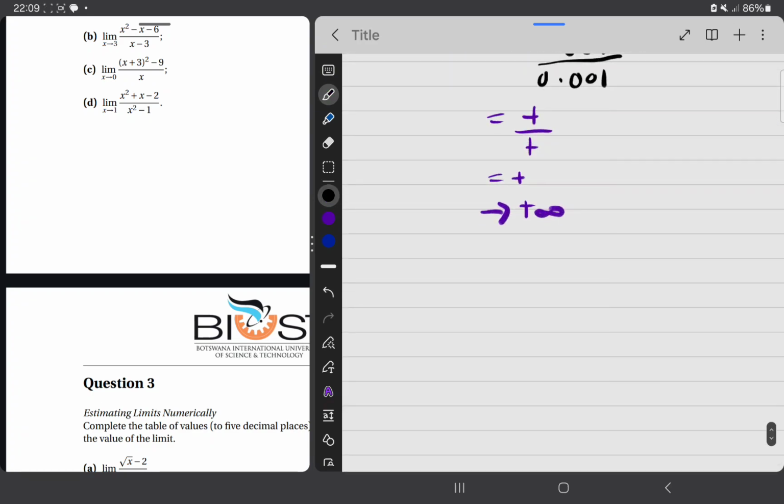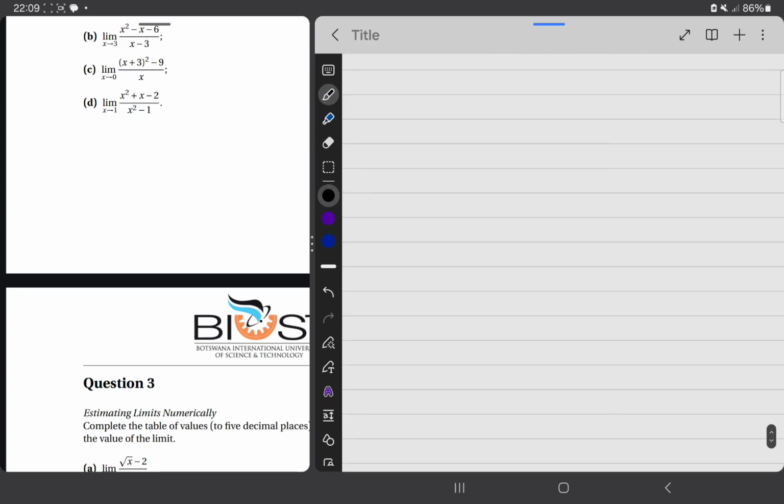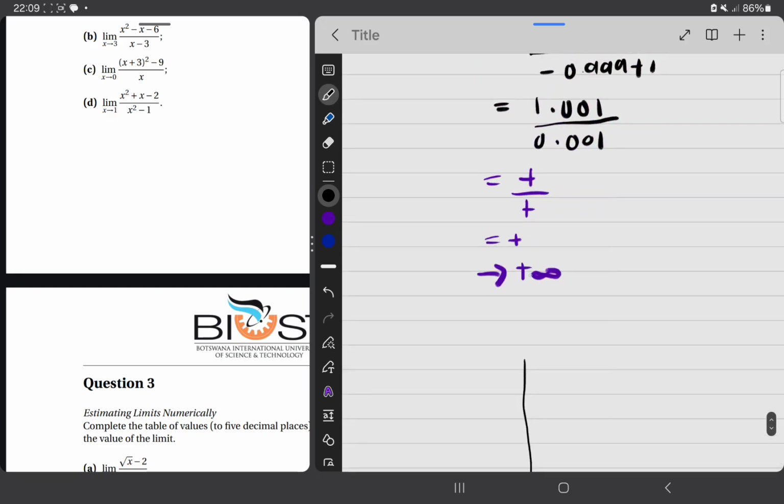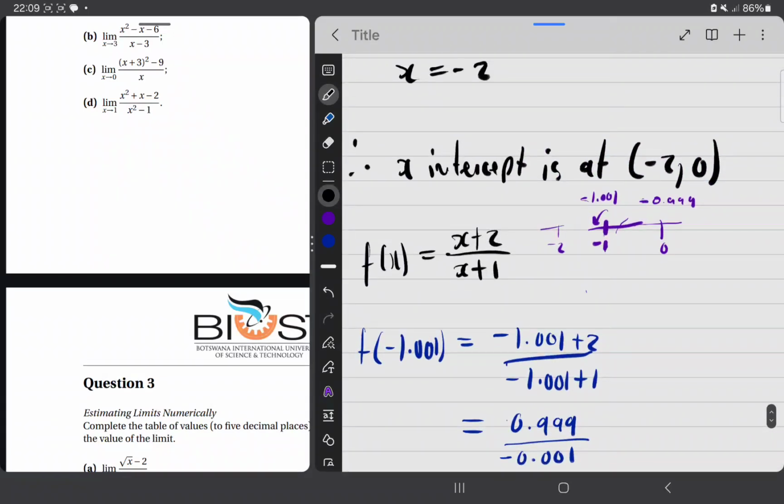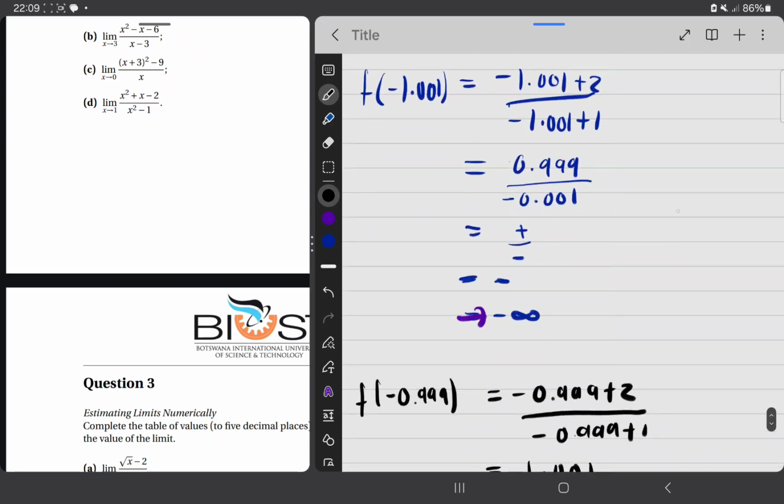So we can now put our graph. We have our graph like this. So this is going towards positive infinity. That is on the right side of your negative 1. On the left it is going down. So that means you have it like this, with the negative 1 here.